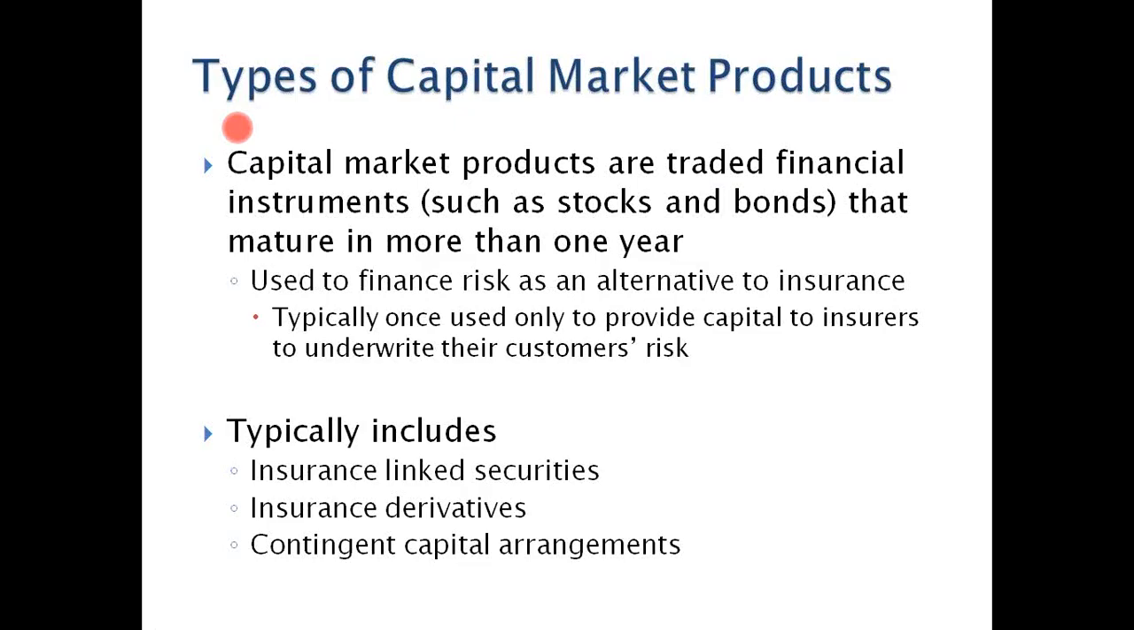So, types of capital market products. These are some of the things we've already talked a little bit about from the prior chapter. Capital market products are traded financial instruments, again, stocks and bonds, that mature in more than 1 year. So we talk about capital market just like a capital improvement. Think long term, it's more than 1 year. That's the idea when we talk about capital markets. And it's used to finance risk as an alternative to insurance.